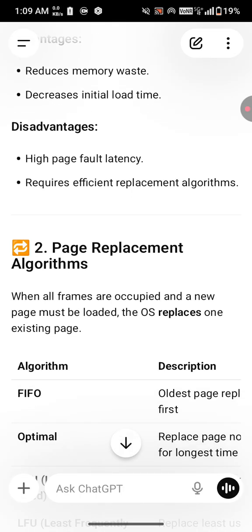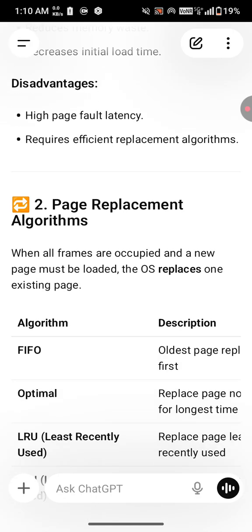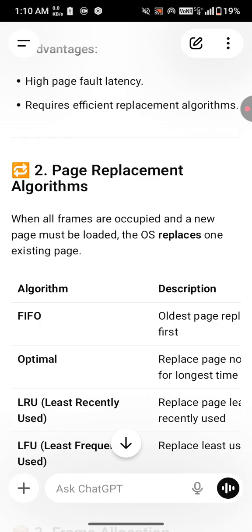So next point is page replacement algorithm. When all frames are occupied and a new page must be loaded, the operating system replaces one existing page, through which that process, page replacement, occurs.